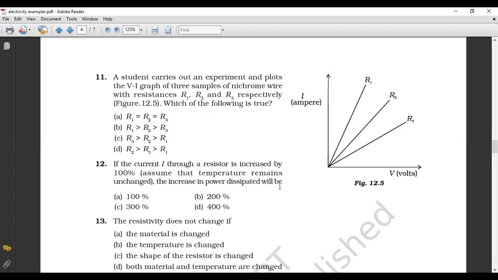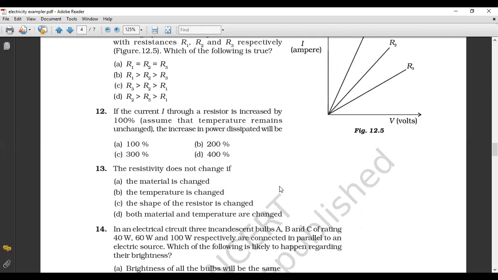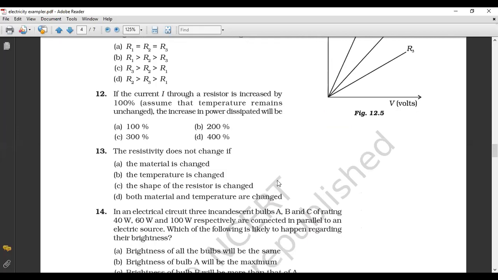Now the next, 12th question. If the current I through a resistor is increased by 100%, assume that the temperature remains unchanged, the increase in the power dissipated will be. It's a very important question from the NTSC point of view also. The answer for this question is C part. It's 300%. We can even solve it. So see how to solve this question.